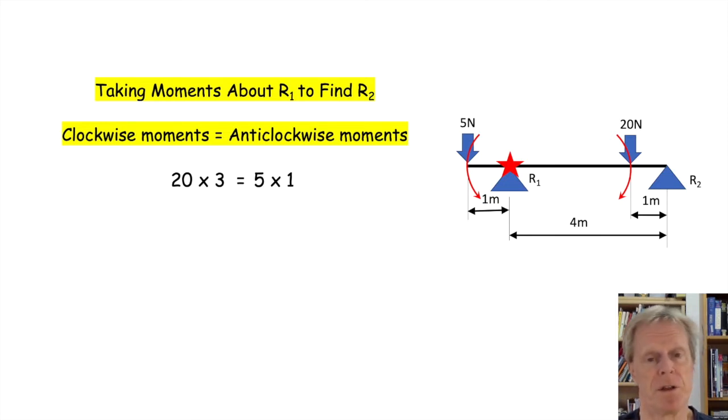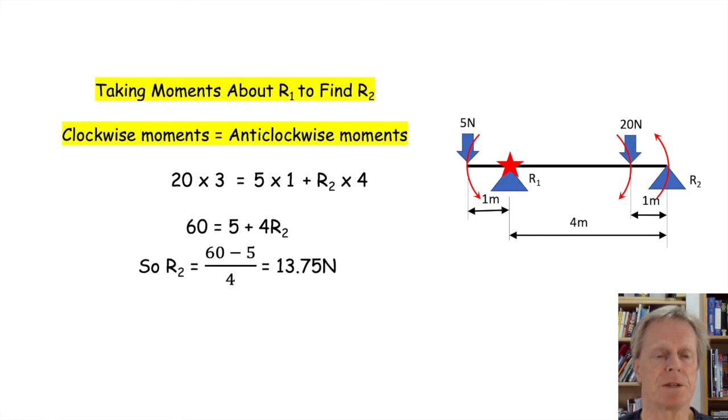We then go a bit further down the beam to get to R2. That is pushing upwards, so that is trying to tilt the beam anti-clockwise, and that's 4 metres from the pivot point. That's also anti-clockwise, so that goes in there. So we've now built up a little equation. All we need to do now is multiply that out. 20 times 3 is 60, 5 times 1 is 5. Therefore, you get this little equation at the bottom here. 60 minus 5 divided by 4 gives us 13.75 newtons.